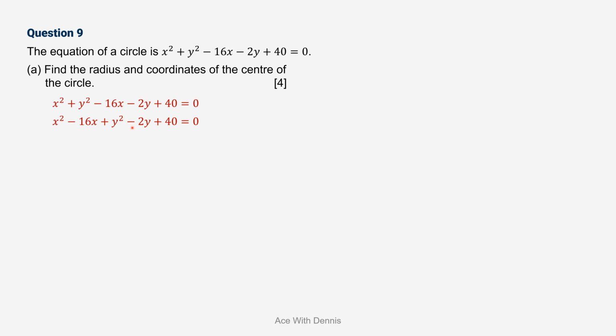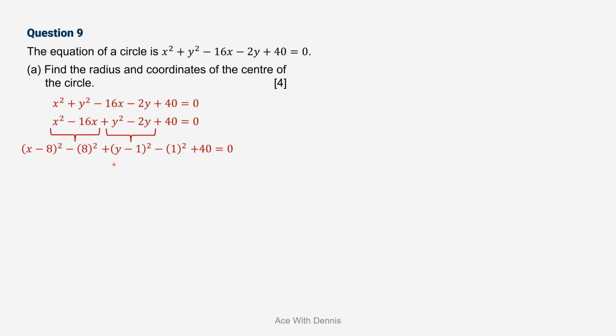The next step we want to do is perform completing the square. So x squared minus 16x, when I perform completing the square, becomes (x minus 8) squared minus 8 squared. Do the similar thing for the y squared and the y term here. So we'll get (y minus 1) squared minus 1 squared, and plus 40 just copy down, then equals 0.